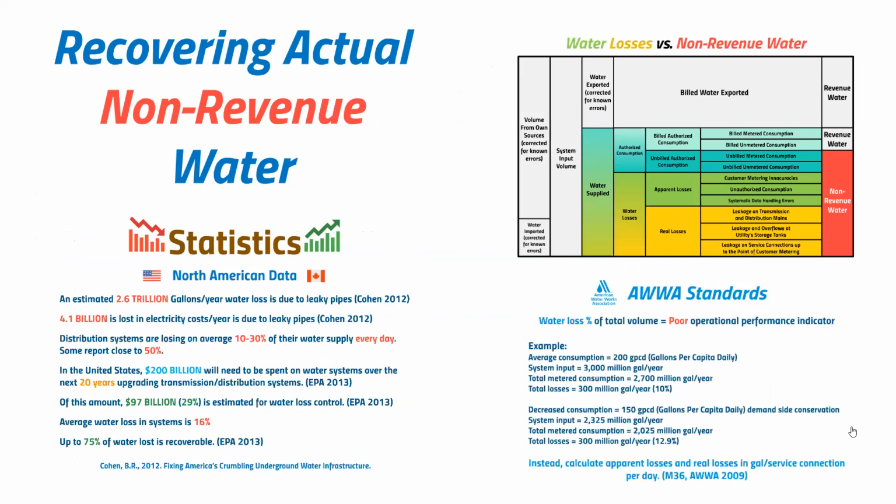The statistics are out there. There's plenty of data on water loss throughout North America and throughout the world. In North America here, the bottom line is the average water loss in the system is about 16%. But more shockingly, at least 2/3 of that water loss is easily recoverable.